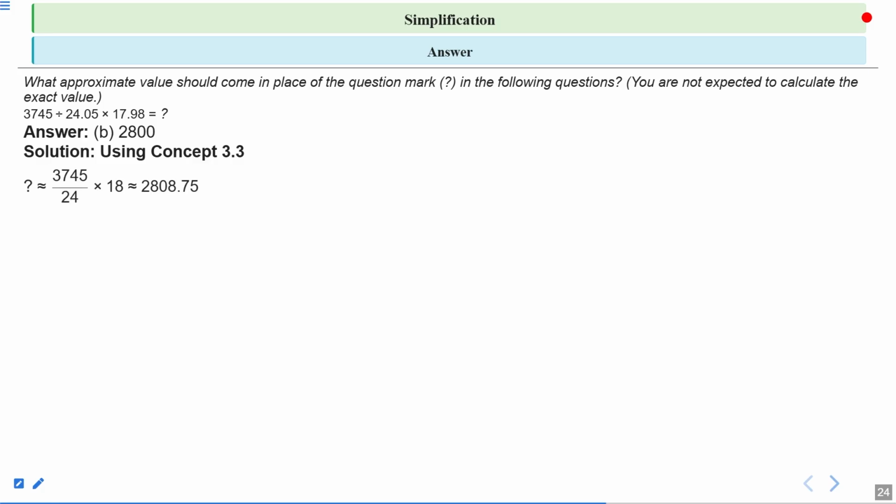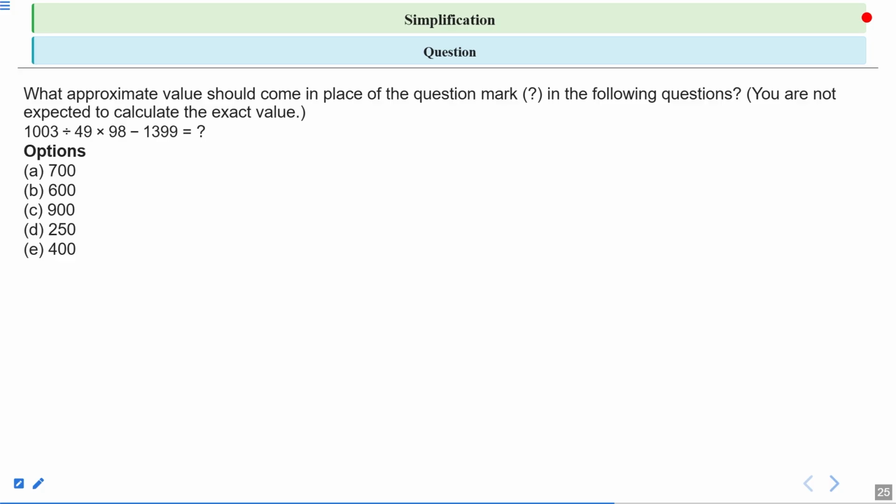We can say that the question mark will become 3745 upon 24, because we take 24.05 as 24, and we can take 17.98 as approximately 18. When we simplify it, we get 2808.75. Now we can see the options. This value is close to only option B, which is 2800. So that's why B is the correct answer. So the required answer is 2800. Next one.